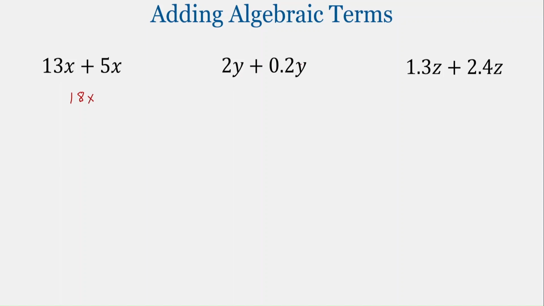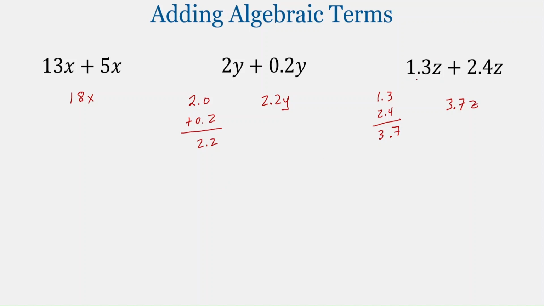2y plus 0.2y. This is 2.0 plus 0.2. We add that up, we get 2.2, so this is 2.2y. And then we have 1.3z plus 2.4z. Go and add those coefficients, 1.3 and 2.4. That's going to give us 7. We bring down that decimal, and then 3. So we get 3.7z.